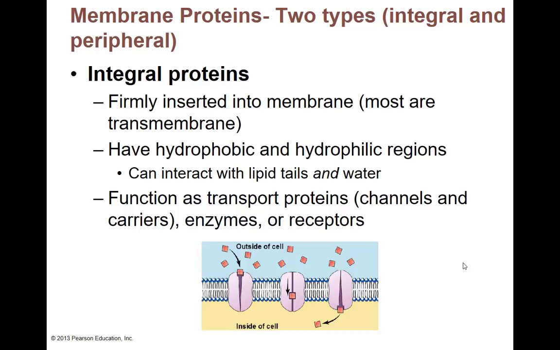Now, if they go all the way across, one of their biggest functions is that they are transport proteins, whether they are a channel that just stays open all the time, or a carrier, meaning they physically pick something up and push it to the other side of the membrane. They're there for transport, for stuff to go across the membrane. They can also be used as enzymes, because enzymes are proteins, or they could be a receptor, trying to receive information. Imagine this is like a little antenna up here, receiving information that it's going to tell inside the cell.